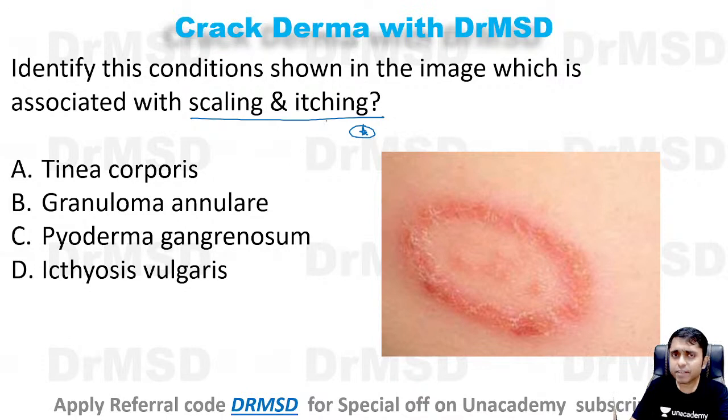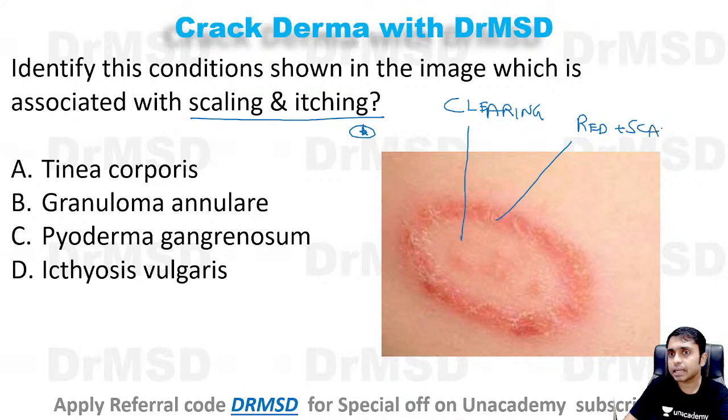Okay, right. So everyone has come up with the answer. You are able to see a very beautiful central clearing, and a peripheral rim of erythema and scaling, redness plus scaling, is there. Also, in the complaints, itching is there. So it is a very easy answer. It is a fungal infection of the skin, that is tinea corporis.